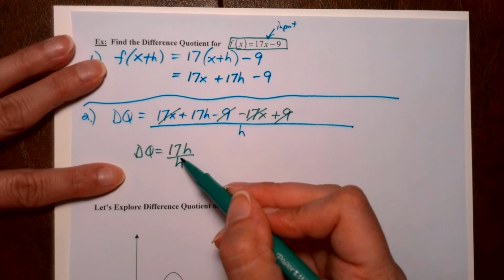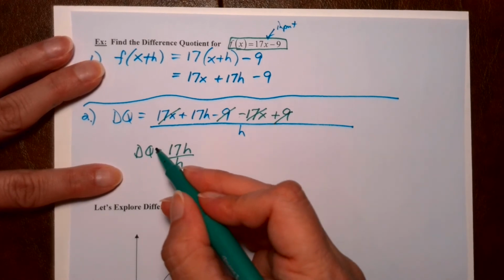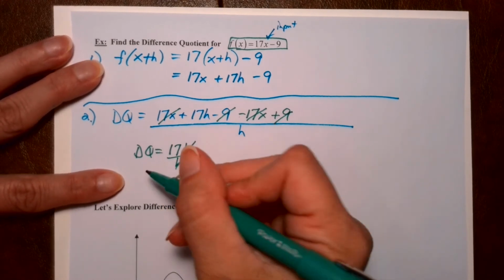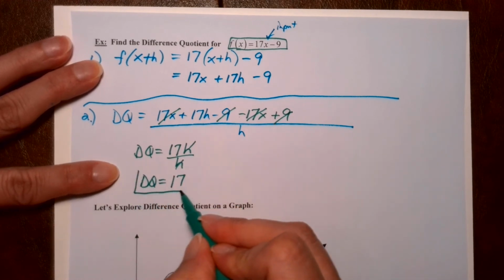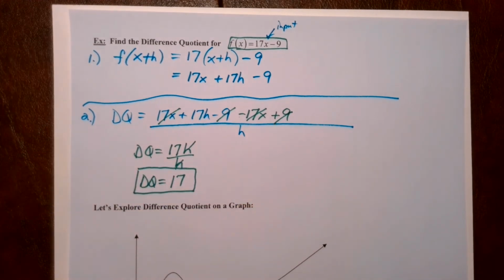And now what are you doing second? You don't really need to factor. You can just cancel these h's. So the difference quotient here is actually just 17. And here's a really easy way of checking.